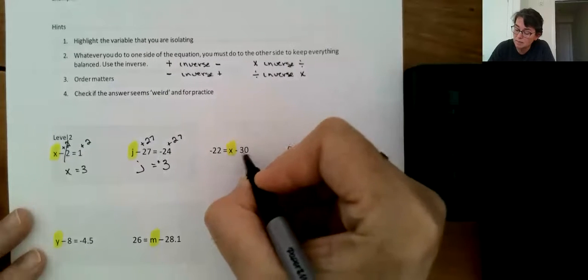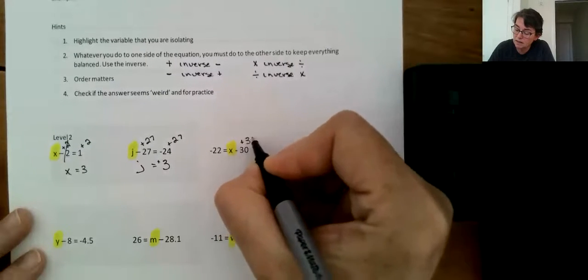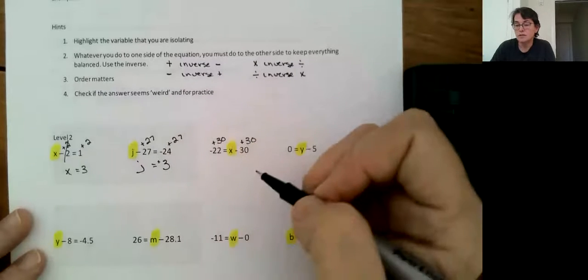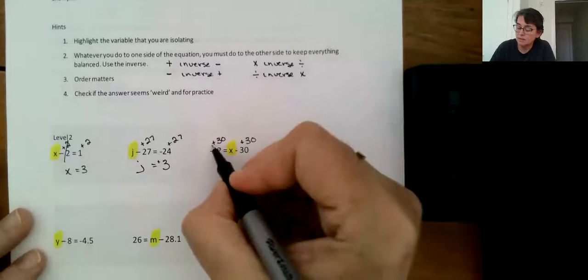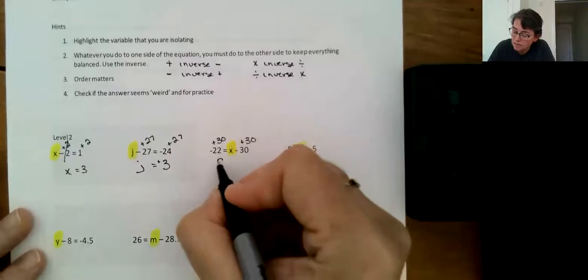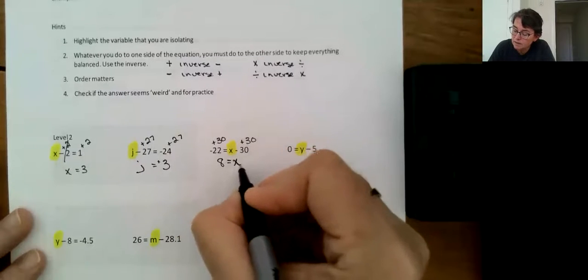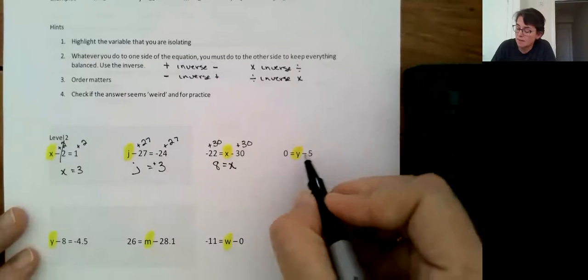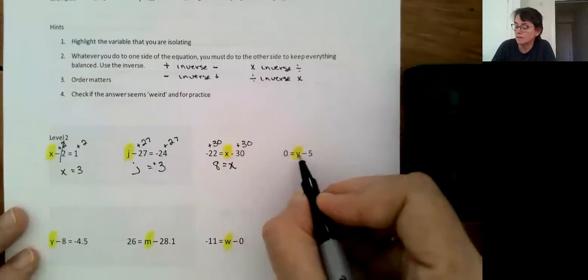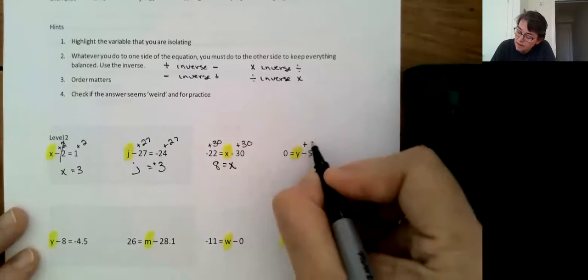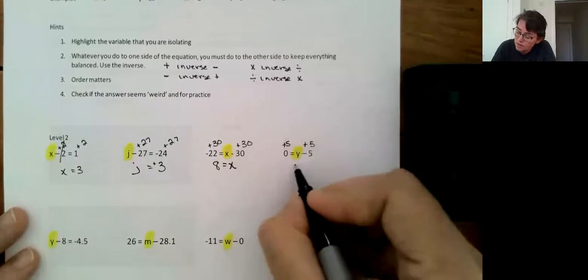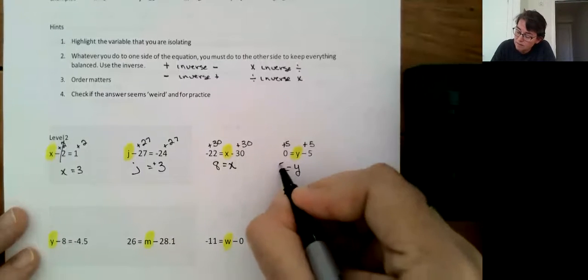All right, so x minus 30, we're going to add 30. I'm going to add 30 here. If I was using my calculator, I would go minus 22 plus 30, and that should give me 8 is equal to x. Now we've got y minus 5, 0 is equal to y minus 5. Add 5, add 5. Even if it's a 0, you still follow the same rules. So y is equal to 5.